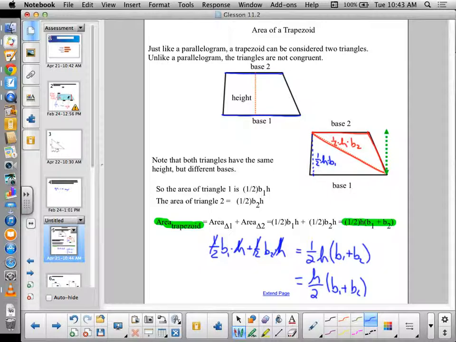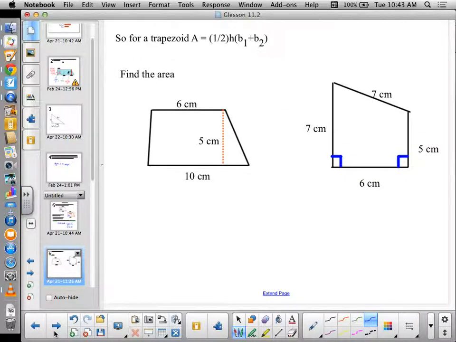But I always think it's nice to at least give the opportunity to understand it if that's something you'd like to do. Okay? So it's height over 2 times base 1 plus base 2. That's the formula for the area of a trapezoid. Now remember, the bases have to be the parallel sides. It's not necessarily the top and bottom. The parallel sides might be left and right, depending on how it's set up.